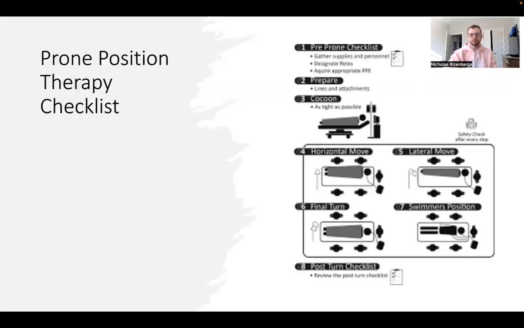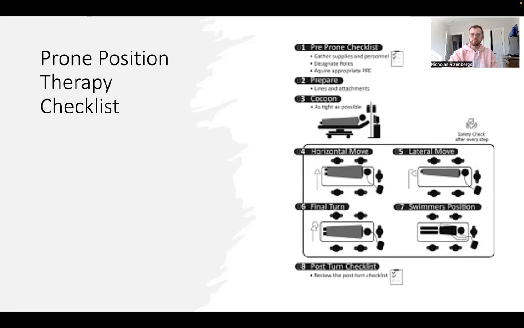Pre-prone checklist. Make sure you gather all your supplies and your personnel: supplies, blankets, nurses, enough bodies to do that. Designate positions and roles for people. You need everybody to know, this is what I'm doing, so I'm going to make sure I do this efficiently. That way nothing's lost in conjecture. Acquire appropriate PPE if necessary. Prepare the lines and attachments.